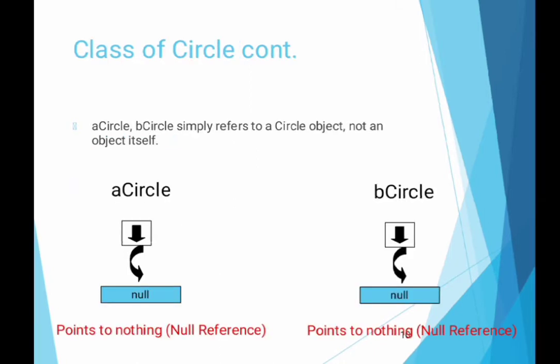Now, the next point. As we have only declared an object and not initialized it, it points to nothing, which is the null reference. As we have declared Circle A, Circle B equal to nothing, not any value, they are both considered references, that is, null references.